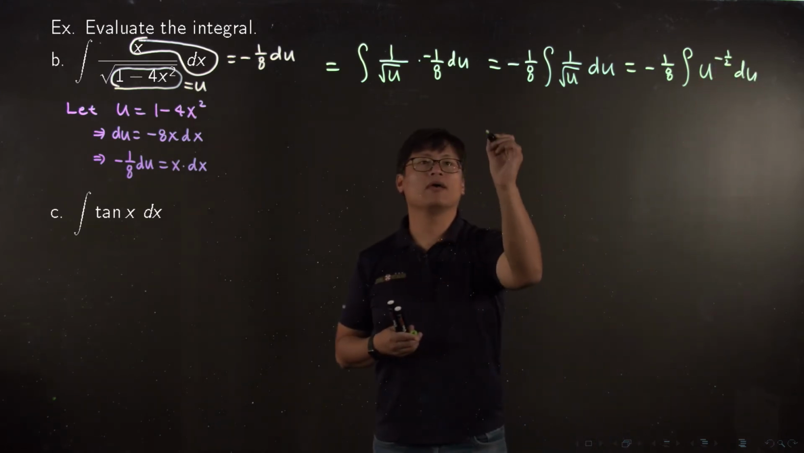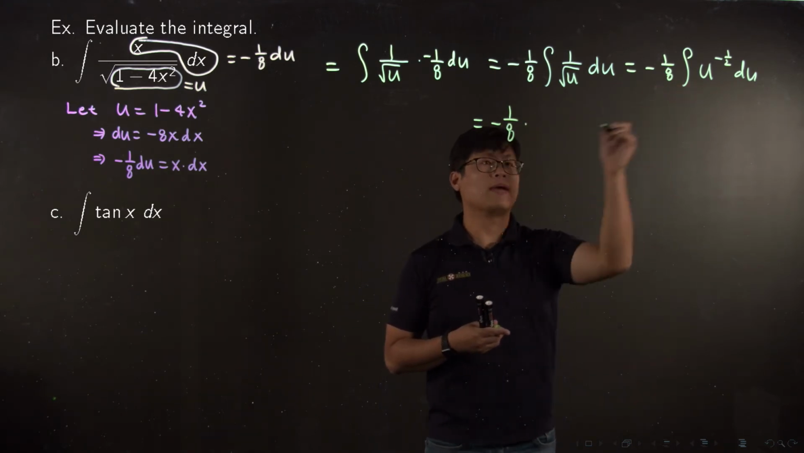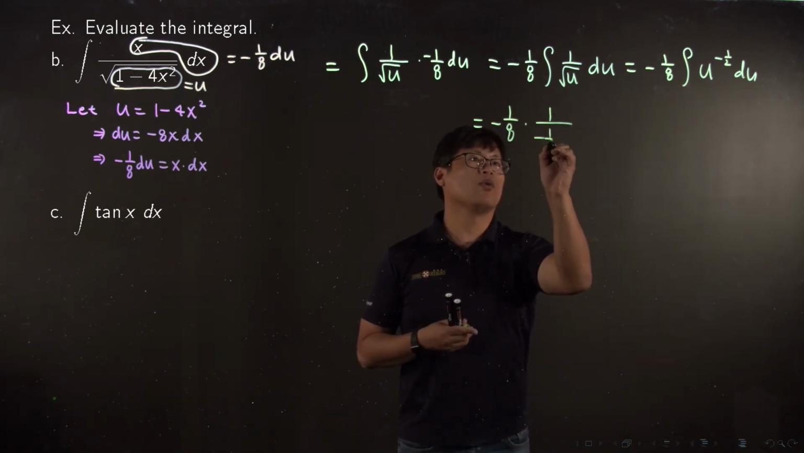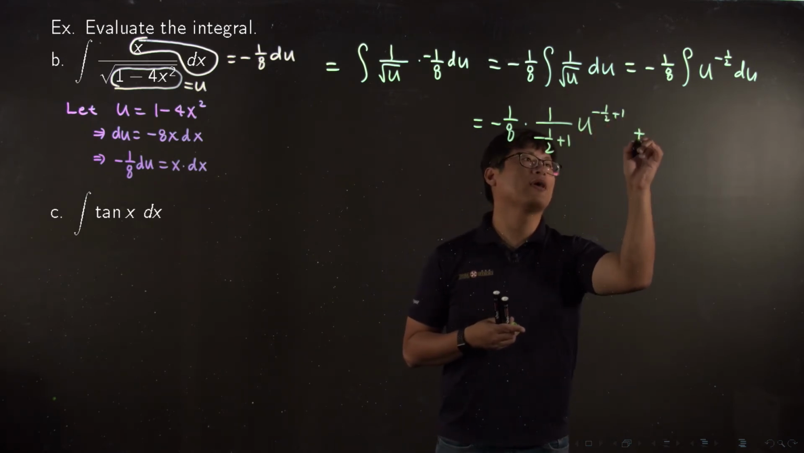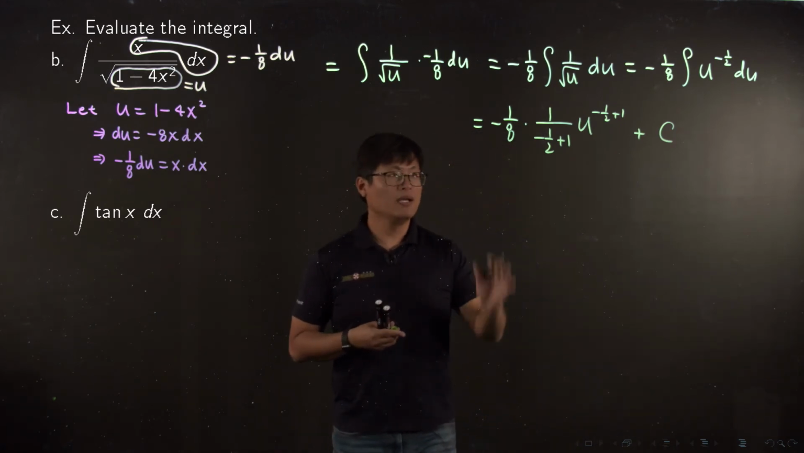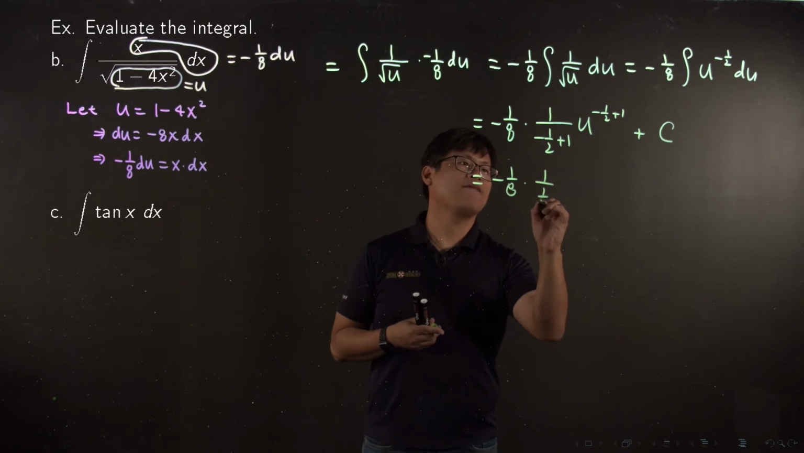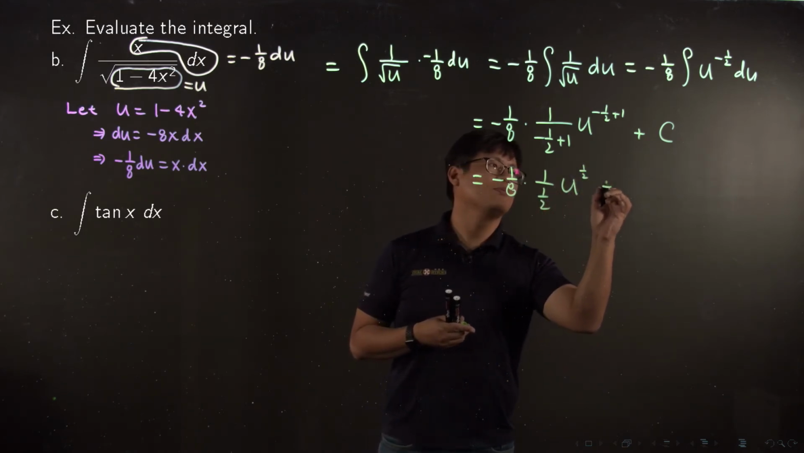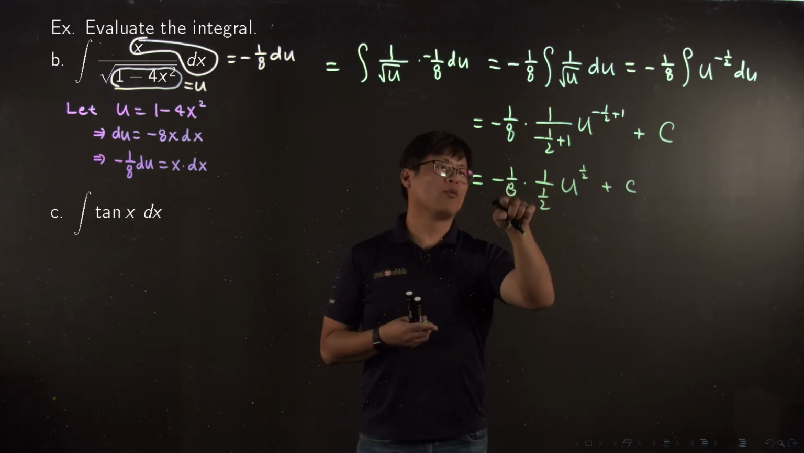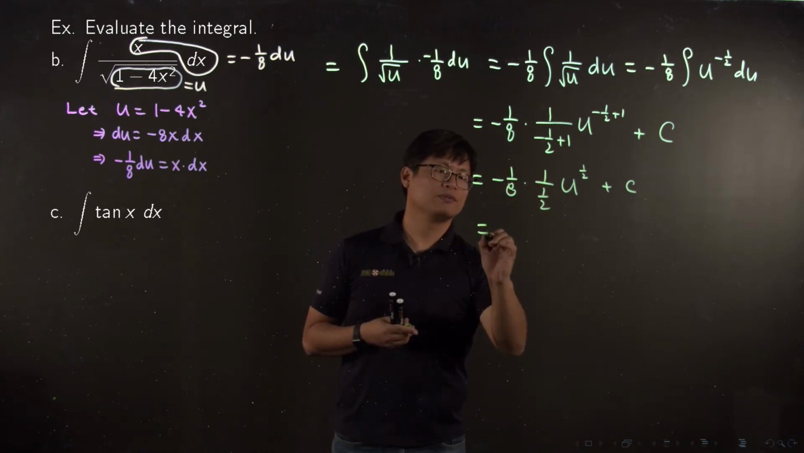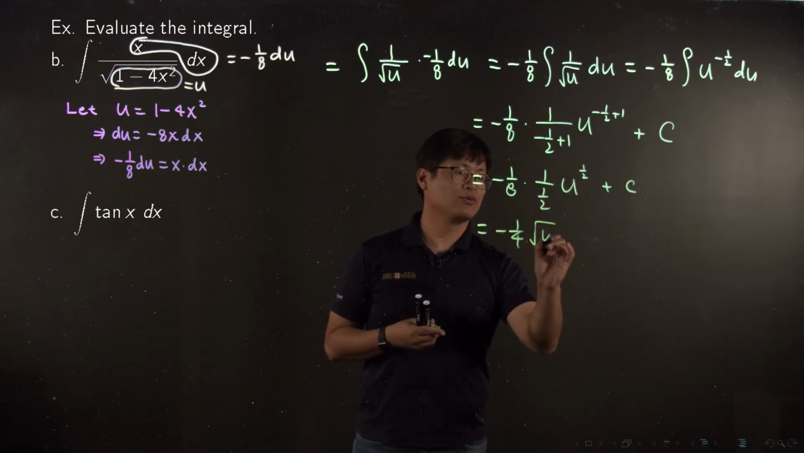Let me move back here, okay? It is equal to negative 1 over 8, and then by the power rule, right? 1 over negative 1/2 plus 1, and u to the negative 1/2 plus 1, and don't forget the constant c. Simplify. Negative 1 over 8 times 1 over 1/2 u to the 1/2 plus c. Then this one is what? 1 over 1/2 is 2, right? 1 over 8 times 2 is negative 1/4. Negative 1/4. And u to the 1/2 is square root of u.